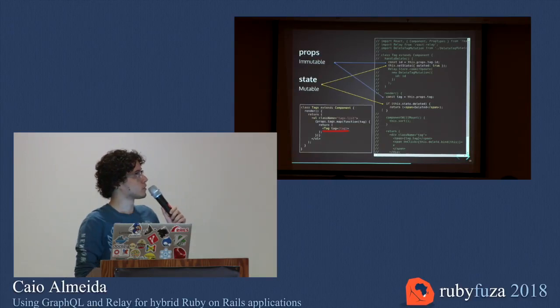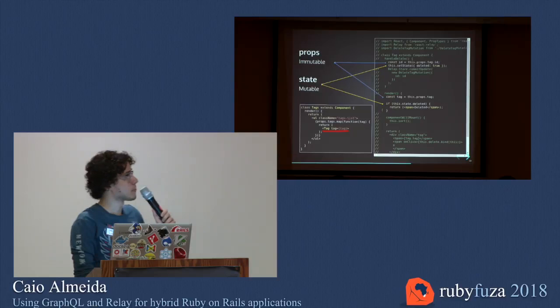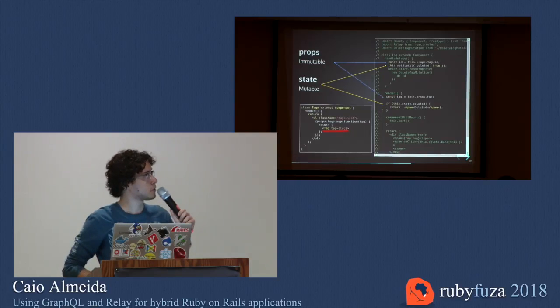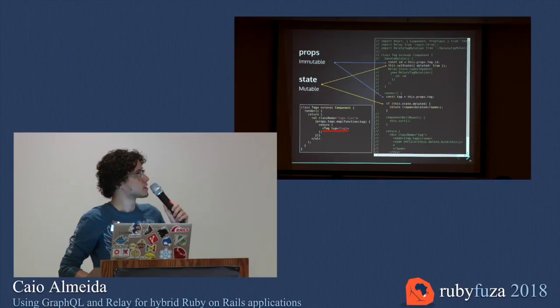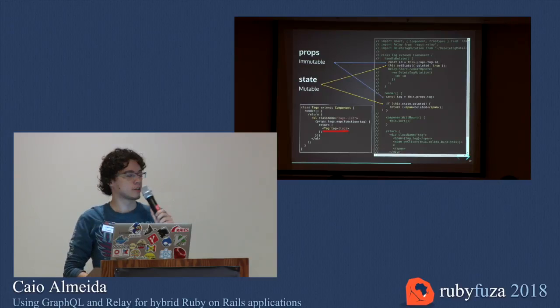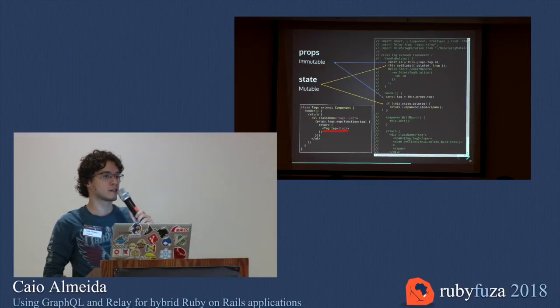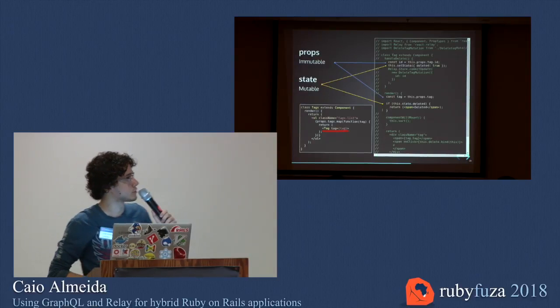So what we have in this example as props: we have the tag ID, for example, which is not supposed to change, right? And we have the tag value, which is not supposed to change either. And then on the states, that is where we control things that are expected to change during the interaction of the user with our interface.